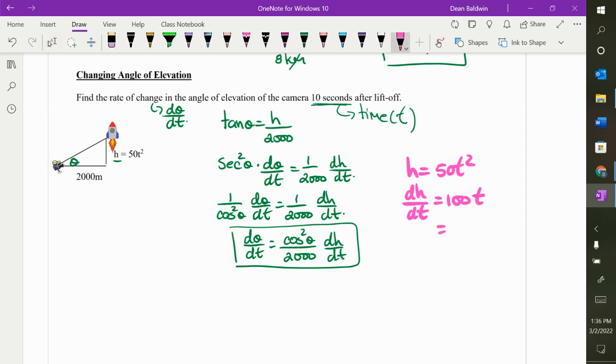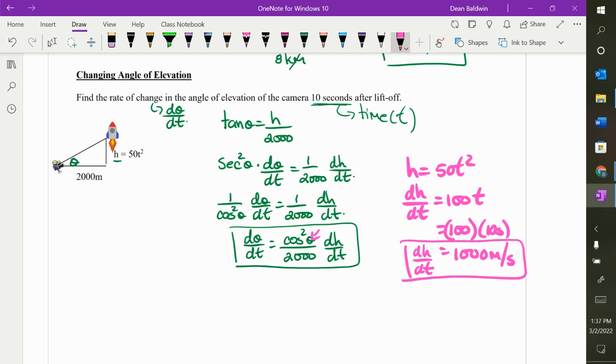So I know that my time is 10 seconds. So dh dt is 1,000, right? And it's how fast the height is increasing. So it's 1,000 meters per second. I should have put units on that, but I didn't. So dh dt is 1,000. Okay, we've got that. What other piece of information do I need? Well, I need to know what theta is, right?